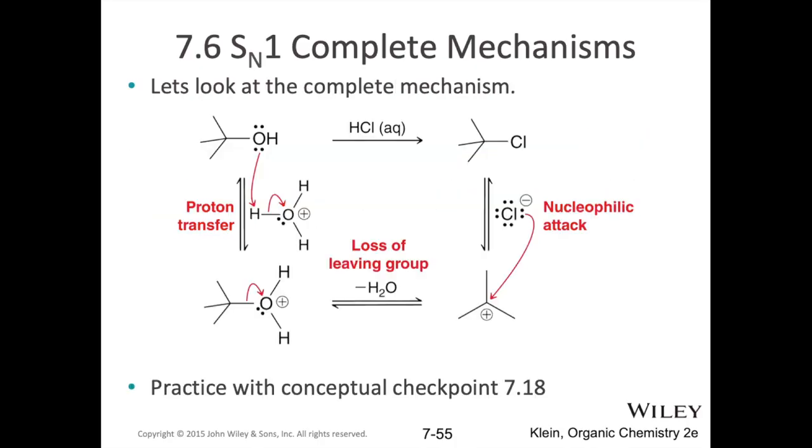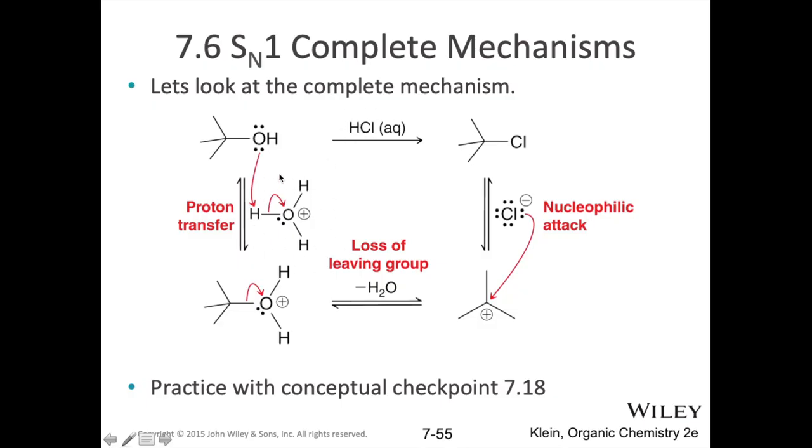Okay, so let's see this in a real example here. So here we have tert-butanol, and again, we want this alcohol group to leave, but remember, hydroxide isn't a great leaving group on its own here. So we first react this with acid, with hydronium. The overall reaction is our tert-butanol reacts with hydrochloric acid to make tert-butyl chloride.